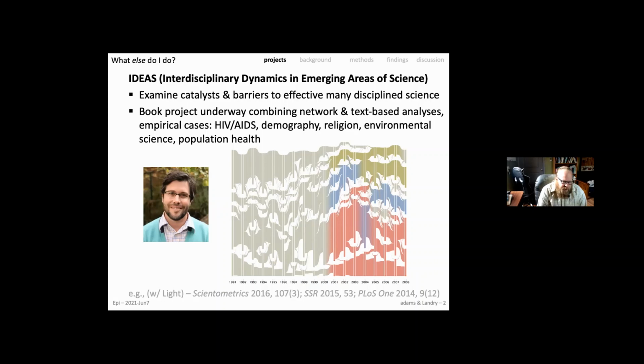And our real interest here is thinking about the catalysts and barriers to how science that involves many disciplines operates. This is currently a book under contract with Columbia University Press. It was supposed to be my sabbatical project, but COVID got in the way of that, so it'll be continuing on for the next year. We have a lot of empirical work that started out studying the field of HIV research, but has expanded to a lot of other case studies as well to make sense of some theoretical ideas about how interdisciplinarity can work versus the way it should work.